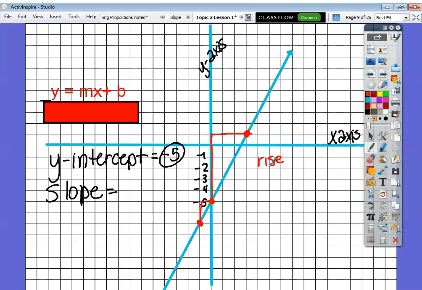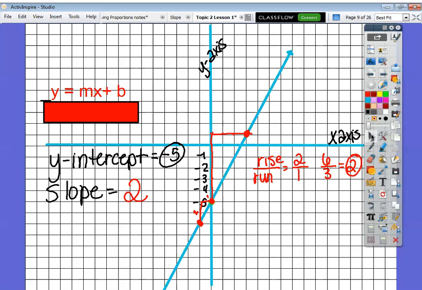So remember, slope is rise over run. So this one is up 1, right 1. Up 1, right 1. This one is up 1, 2, 3, 4, 5, 6. My rise is 6, and my run is 1, 2, 3, which both of these reduce down to 2. So my slope is 2.